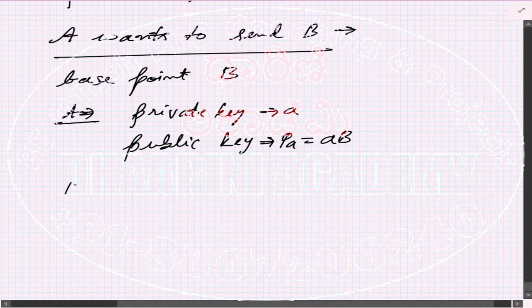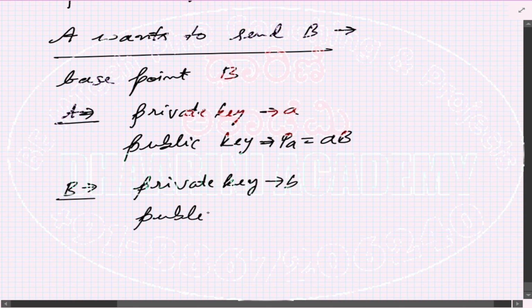Similarly, the same thing will happen with B. B will generate a private key, call this b, and the public key associated with this, PB, is b into capital B.